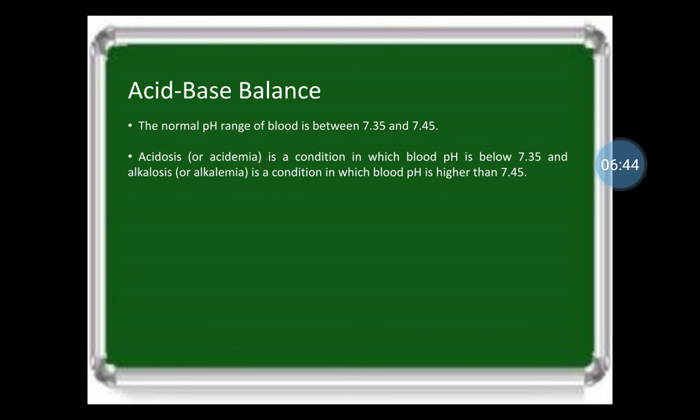And the condition in which the blood pH is higher than 7.45 is called alkalosis, and it is also called alkalemia. And alkalemia causes overexcitability of the CNS and the PNS, meaning the central nervous system and the peripheral nervous system.